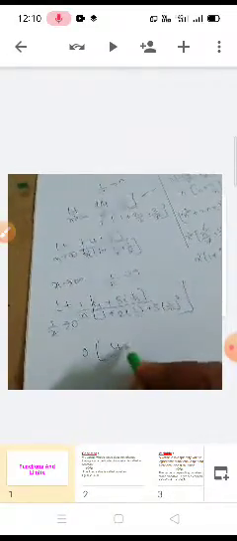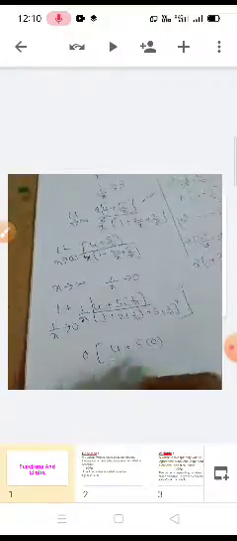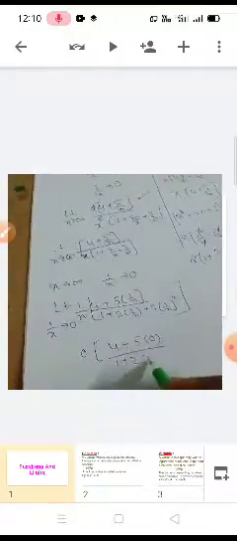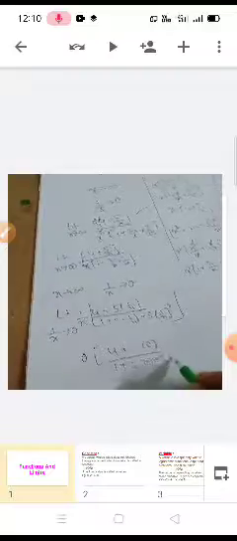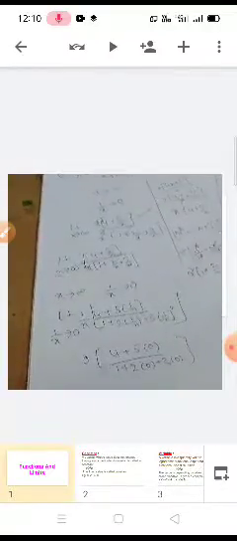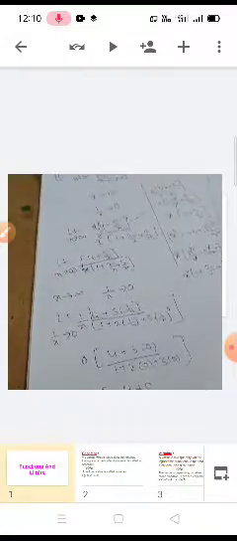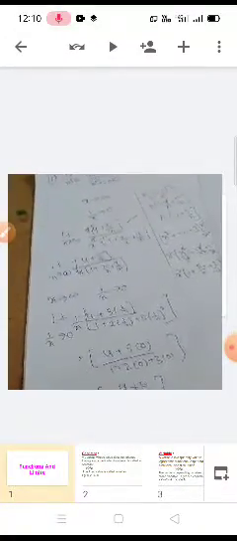Now we are substituting 1 by x equal to 0. That gives 0 of (4 plus 0) by (1 plus 0 plus 0), which is 0 of 4 by 1. That is 0, because 0 into something is 0.